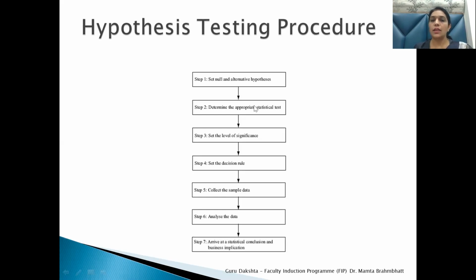Determine the level of significance. For social science researchers, I suggest that 5% is a medium, moderate level of significance, the risk involved is moderate, so you can keep the level of significance as 5%. Collect the sample information or the sample data. Decide your sample size, sample technique, and sample unit, and collect the information. Now compare your collected data with the hypothesized value, analyze the data, make the conclusion, and discuss the business implication for that. So this is about the hypothesis testing process.